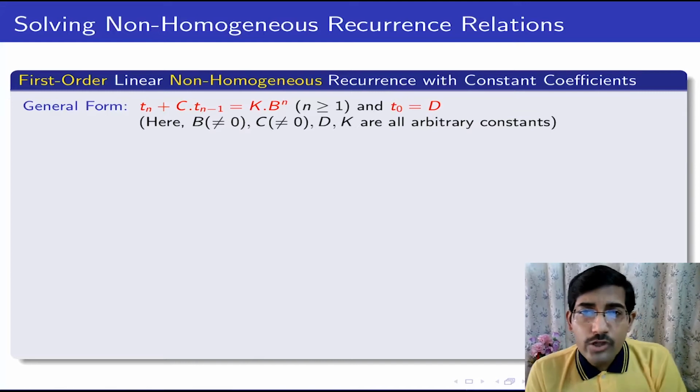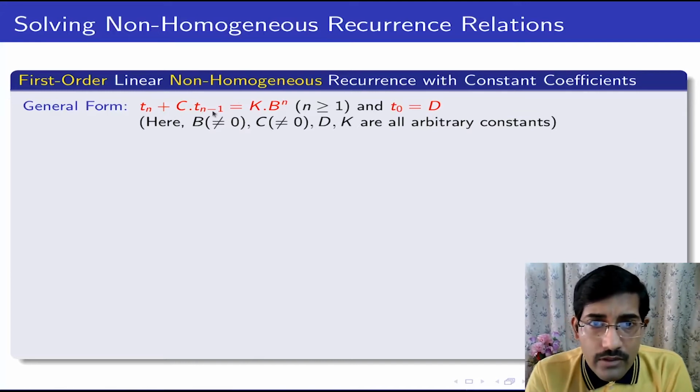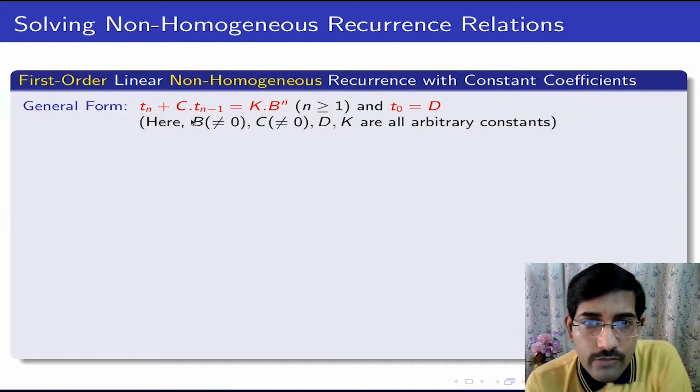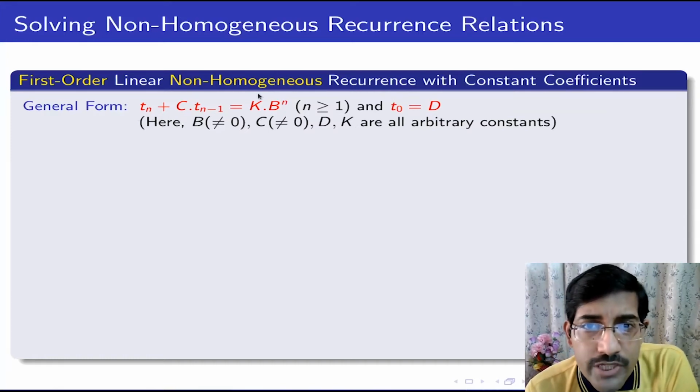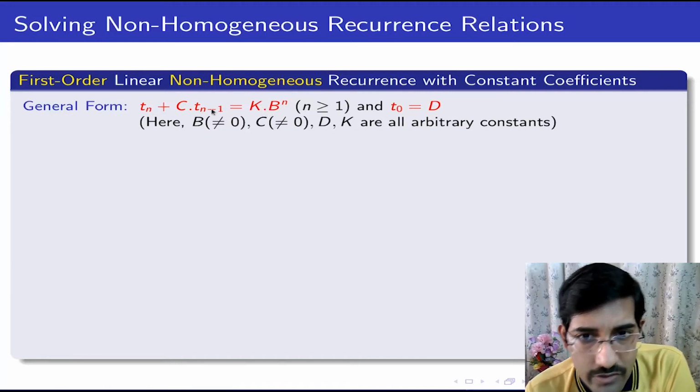So for a first order linear non-homogeneous recurrence with constant coefficients, which is of this form, linear because the terms are linear, constant coefficient because all recurrent terms have constant coefficients, non-homogeneous because the function it has is non-zero, added to the recurrent terms, with a base condition equal to d. Your b and c cannot be equal to 0, because otherwise your function is homogeneous. If b is 0 and c is 0, it doesn't mean that it is a first order recurrence.